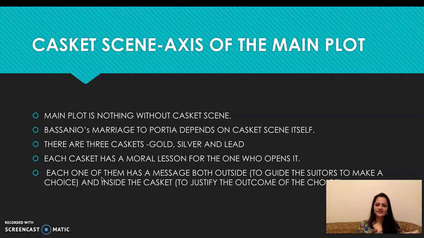So there are three caskets. We need to give a little bit of the summary of the scene: gold, silver and lead. Each casket has a moral lesson for the one who opens it, and each one of them has a message, both inside and outside. There is one inscription outside the caskets which helps the suitors to make their choice, and then there is a scroll inside the casket which justifies the outcome of their choices. So this is the background of the casket scene.